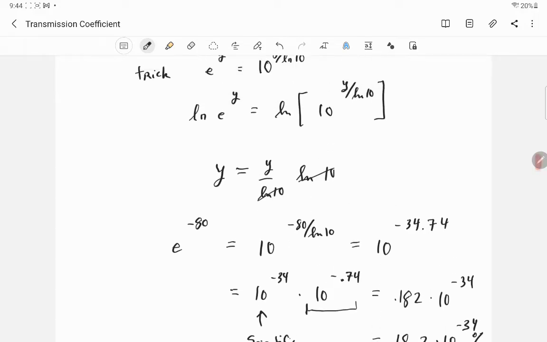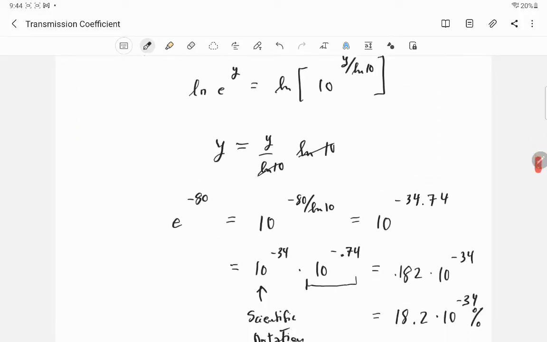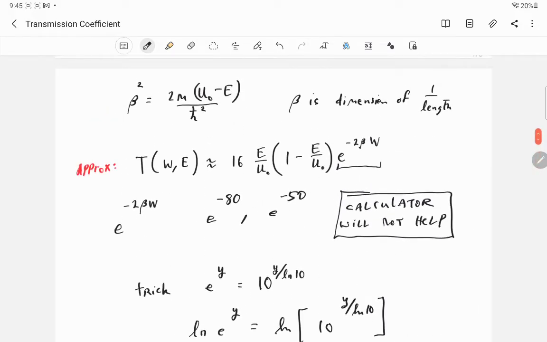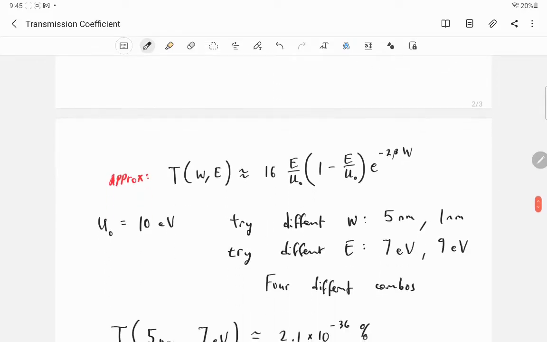So that's how I'm going to do this. Every time I calculate this thing, I'm going to use this technique. All right, and I can get this prefactor, this 18.2. Of course, the 18.2, pretend this was the 18.2% times 10 to the minus 34 or whatever it was. It gets multiplied by this stuff as well. So you've got a couple of calculations to do with your calculator, but that's the trick.